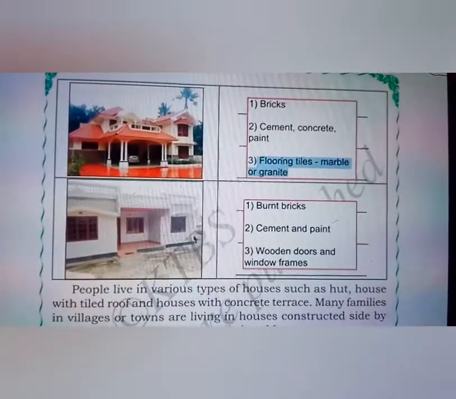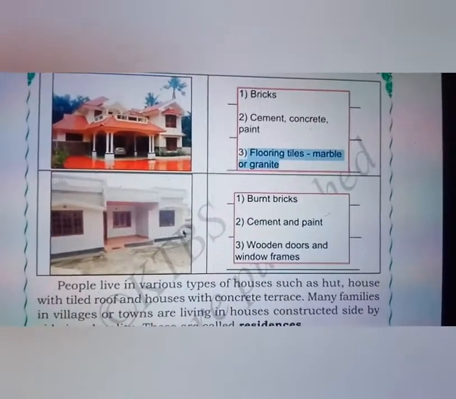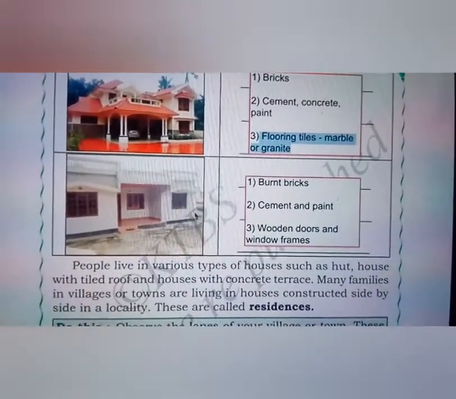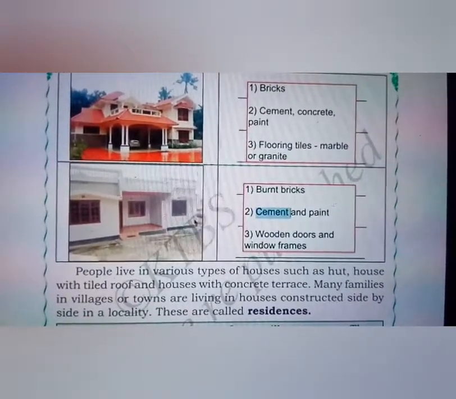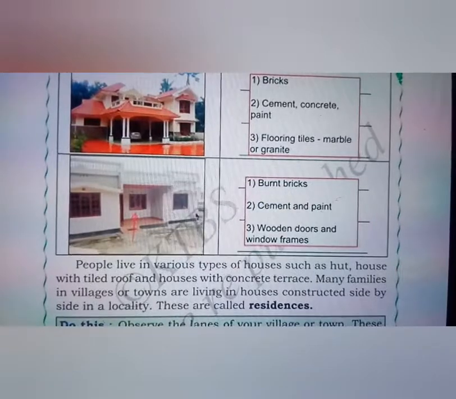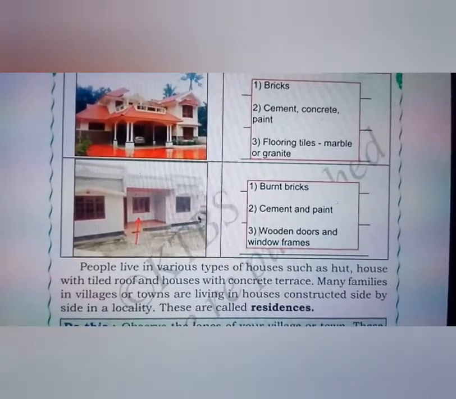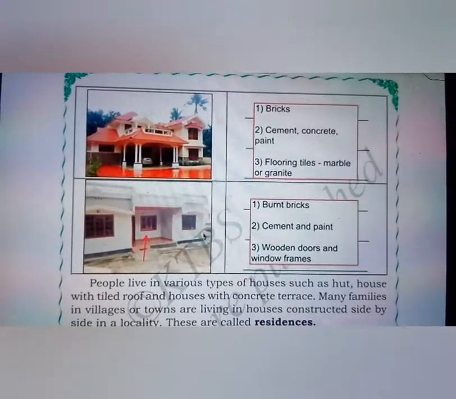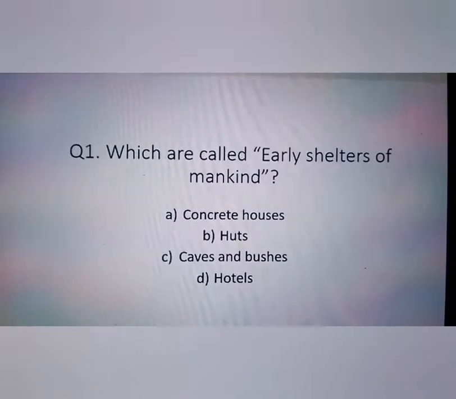The next house is a concrete house or a cement house. In order to construct this kind of house, we need burnt bricks, cement and paints. And as you can see here, the doors and the window frames are wooden. So wooden doors and window frames are required.